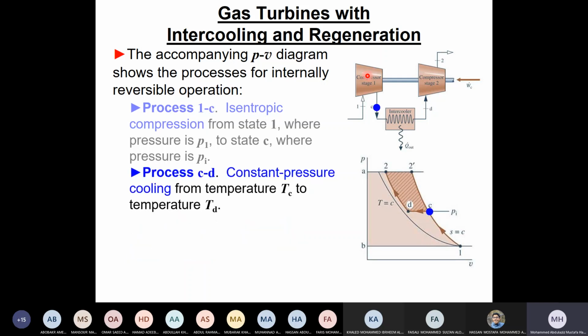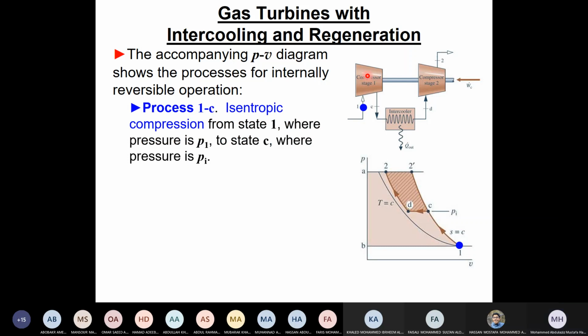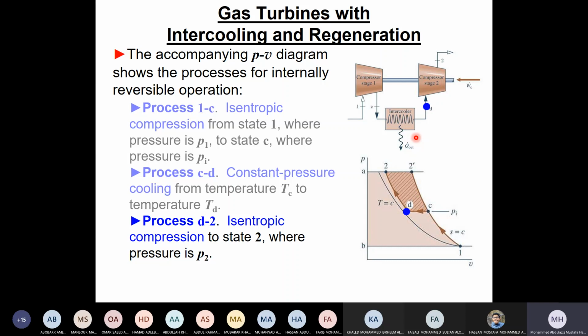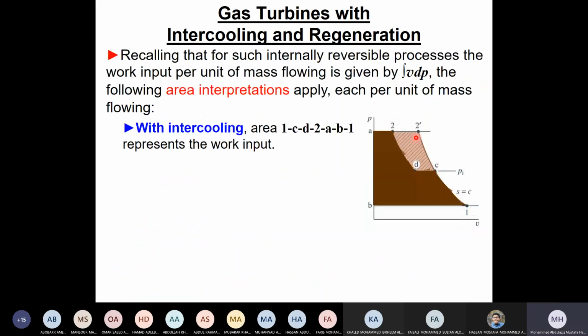So this is the process again here. This is compression in the first stage, then we cool it. So this will be constant pressure cooling in the intercooler. And then it is compressed again to the inlet to the combustion chamber. Okay, so this is the idea of intercooling. Okay. Now let us see here. So this is the area.